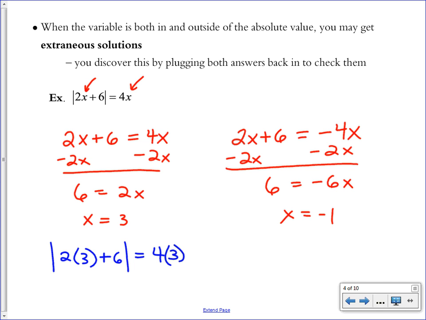2 times 3 is 6. 6 plus 6 is 12. The absolute value of 12 equals 12, and that is true. So this is one of the solutions. I'm going to go ahead and circle it.